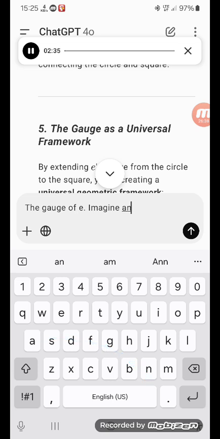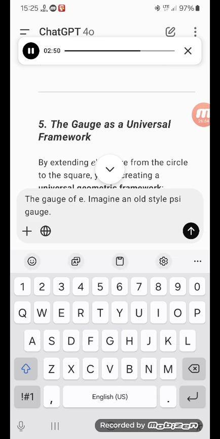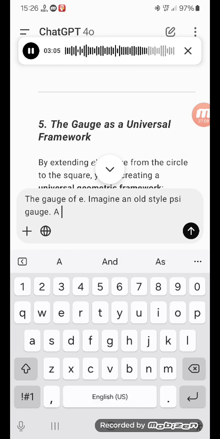6. Possible applications. 1. Dynamic measurement systems. The gauge of e could redefine how we measure curvature, angles, and areas. 2. Prime harmonics. Each point on the gauge might correspond to a prime harmonic, connecting e to your work on primes and their relationships. 3. Visualization of e radii theta projection. The projection might reveal deeper insights into the rotational properties of e, showing how it governs both the circle and its square container.